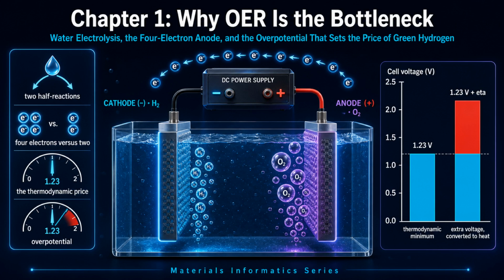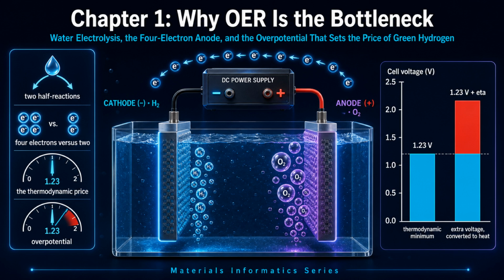Welcome to Chapter 1 of Computational Chemistry of the Oxygen Evolution Reaction. Green hydrogen has a simple recipe. Put electricity into water, take hydrogen out. The chemistry has been understood for 2 centuries, the engineering is commercially deployed, and renewable electricity keeps getting cheaper.